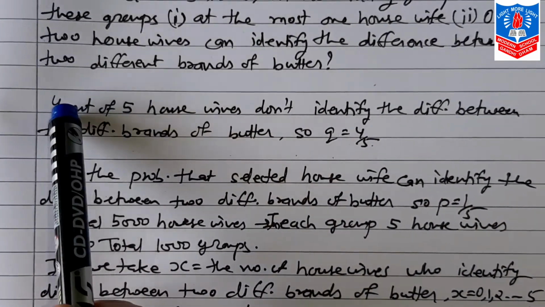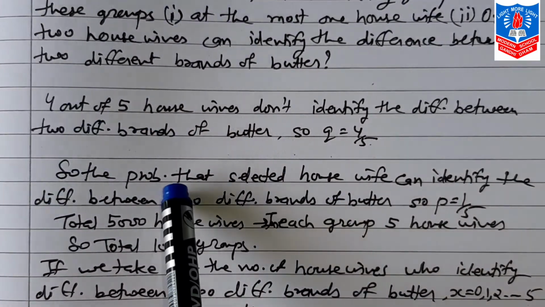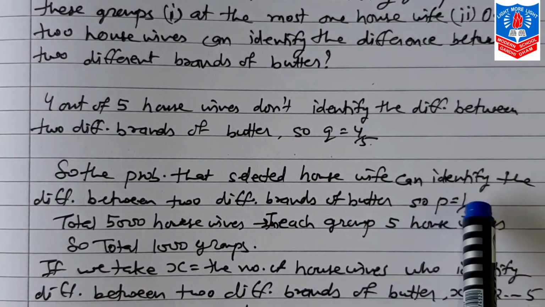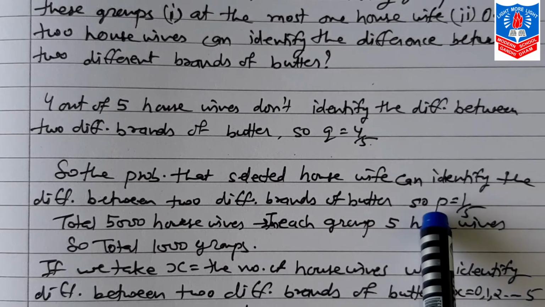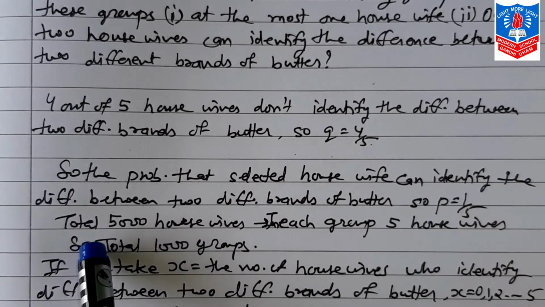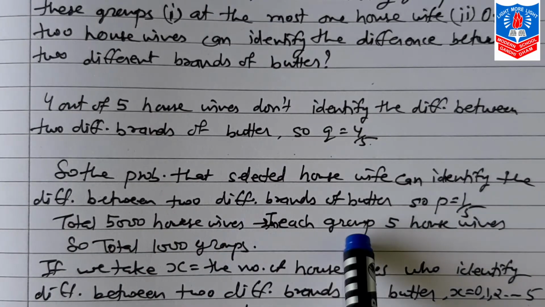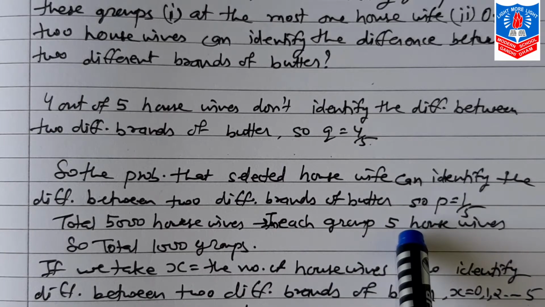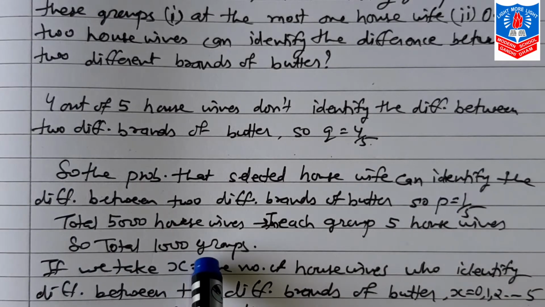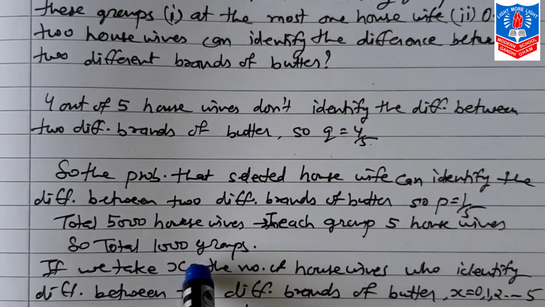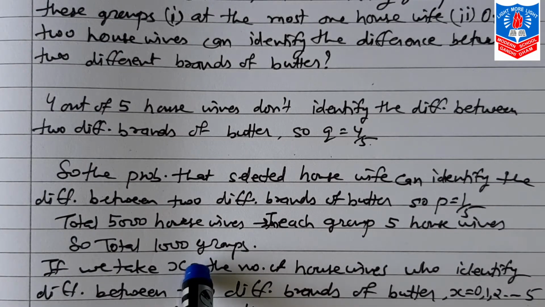Total from 5, 4. Here obviously from 5, 4, so left will be 1. So 1 by 5 is the probability that they can identify the difference between 2 different brands of butter. Now total 5,000 housewives. In each group 5 housewives are there. So total how many groups? 5,000 divided by 5, so will be 1,000 groups.